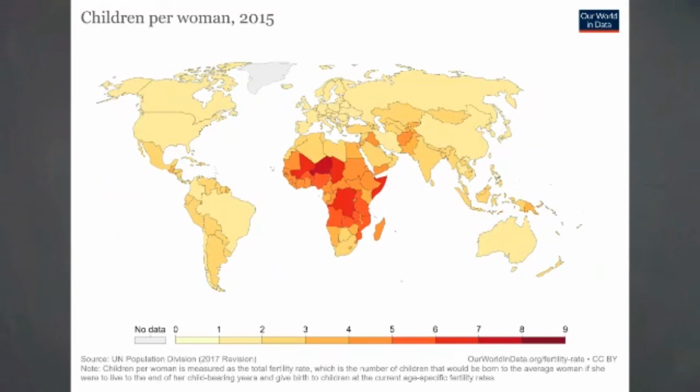And here's a map to help us understand children per woman in 2015. So this is the total fertility rate in 2015. We still see that the lowest are found in North America, Europe, and then parts of East Asia. And then the highest in the world are found in sub-Saharan Africa.